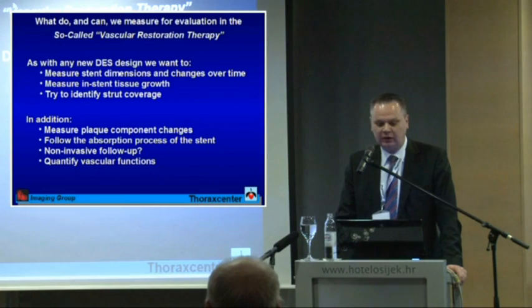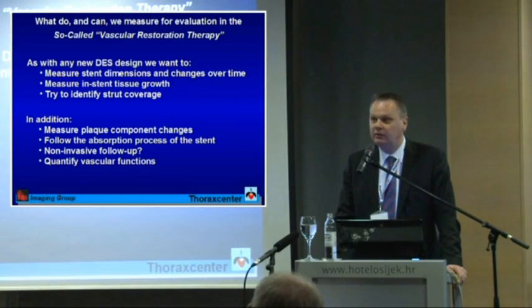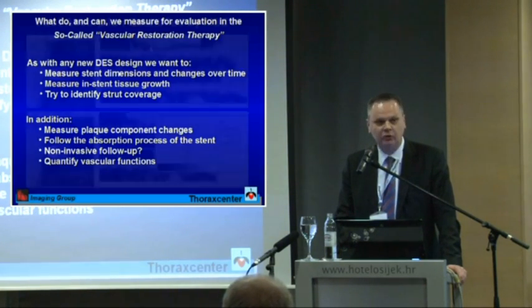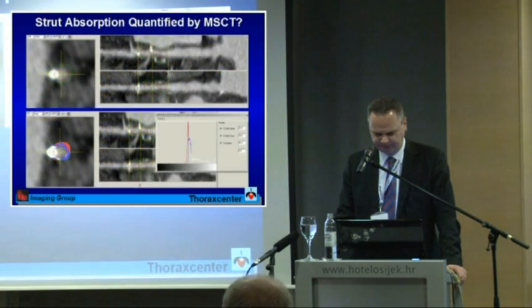What do and can we measure for evaluation in the so-called vascular restoration therapy? As with any new drug-eluting stent, we want to measure the stent dimensions and the changes over time. We want to measure in-stent growth, try to identify strut coverage, and in addition, we want to measure plaque component changes. Follow the absorption process of the stent. Is a non-invasive follow-up possible? And we want to quantify vascular functions.